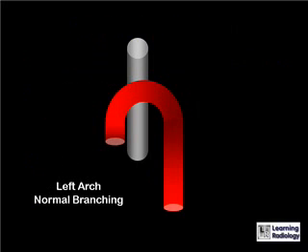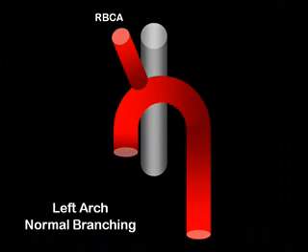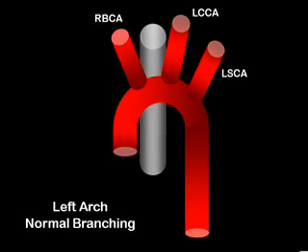Just as a reminder, this is the normal branching of a left aortic arch. The first branch is the right brachiocephalic artery. The second major branch is the left common carotid artery. And the third branch is the left subclavian artery.